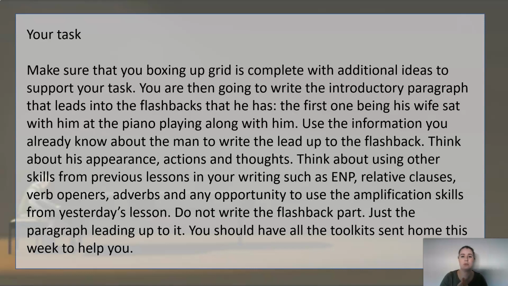So you should have all the toolkits that were sent home to you this week. You've got your adverbs mat, you've got your fronted adverbials mat, and you've got your adjective mats. You also had your additional word phrases that I sent home to you yesterday, and all of the work that you've done this week. You should still have copies of all of that, and that's going to help you with your work this week, okay?